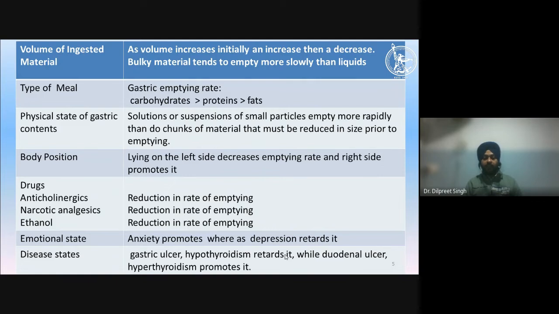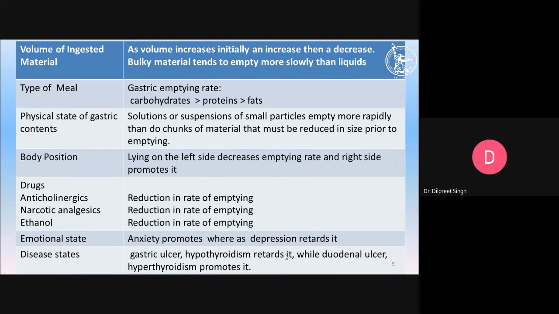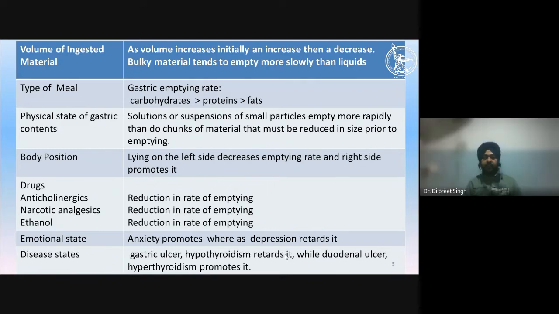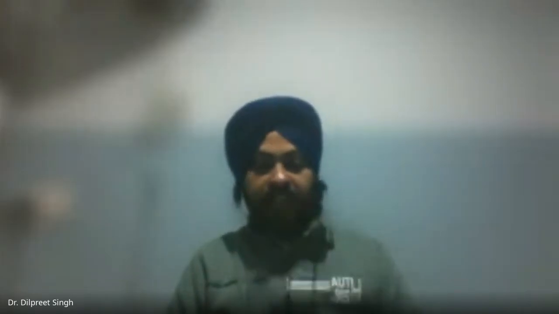emptying rate. So in the emotional state, if we call it the normal psychological state, then gastric emptying is much better. When the person is suffering from an anxiety disorder, a panic attack, or short-term anxiety disorder, or from a gastric ulcer or hypothyroidism, diseases which create a zigzag motion in the enzyme content, it retards the gastric emptying rate. Wherever there is an inflammatory condition like duodenal ulcer, gastritis, or pyelonephritis, it promotes gastric emptying.